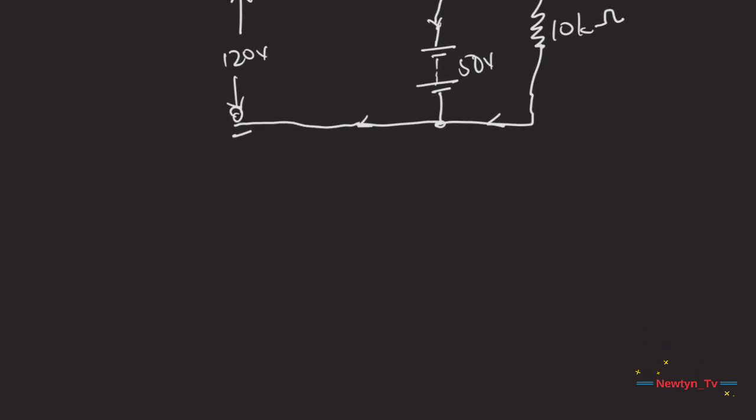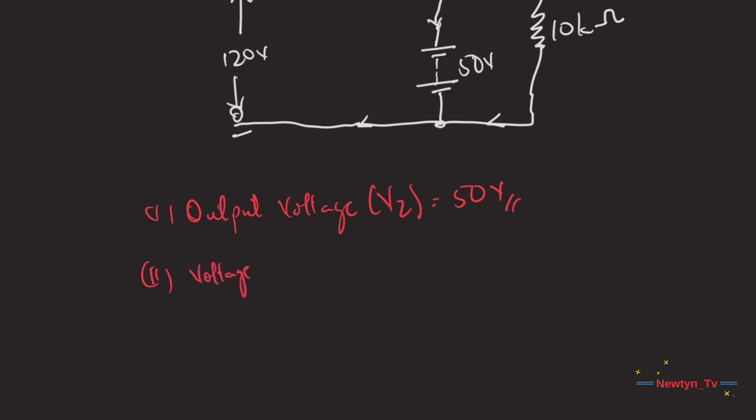Now, with our first question, the output voltage, which is represented by VZ, will be equal to 50 volts. Right. So our second question is the voltage drop across the resistance, which is R. The voltage drop across R will be equal to the input voltage minus the output voltage, which is the VZ. So we have 120 minus 50, which when we do that, we should get 70 volts.